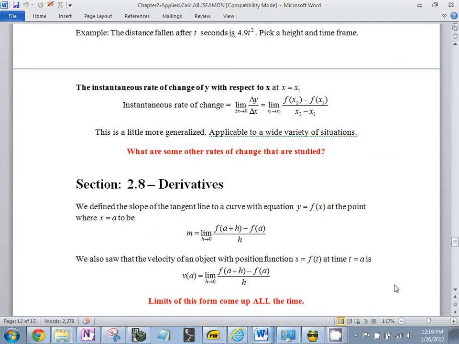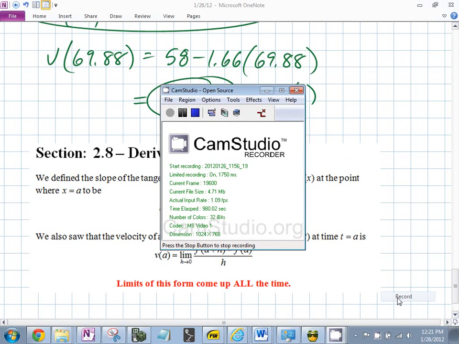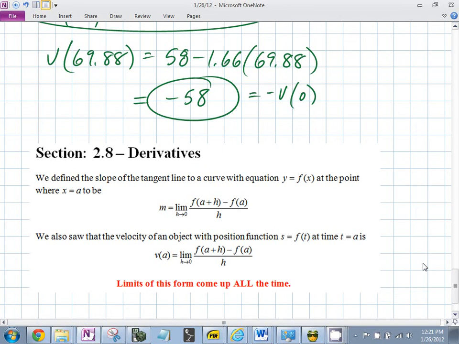That function, the one with the a's in it, is called a derivative. Does the limit definition look any different than what you've been looking at? No. We define the slope of the tangent line to a curve with this equation at that point. This is the slope, right? We also saw that the velocity of an object with position function s equals f of t at time t equals a is this. Is there any difference between the two? No, they're just the same thing written two different ways.